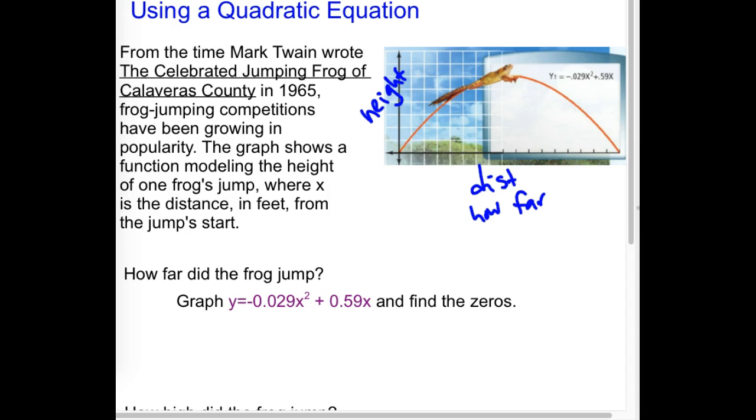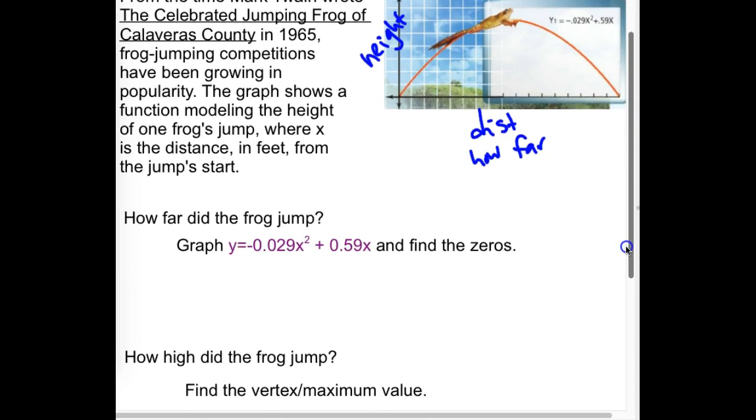The first one says, how far does the frog jump? We have a spot here where the frog starts. Coordinates would be 0, 0. Okay? The frog is jumping from the ground. We are back on the ground here. We are looking for this distance.